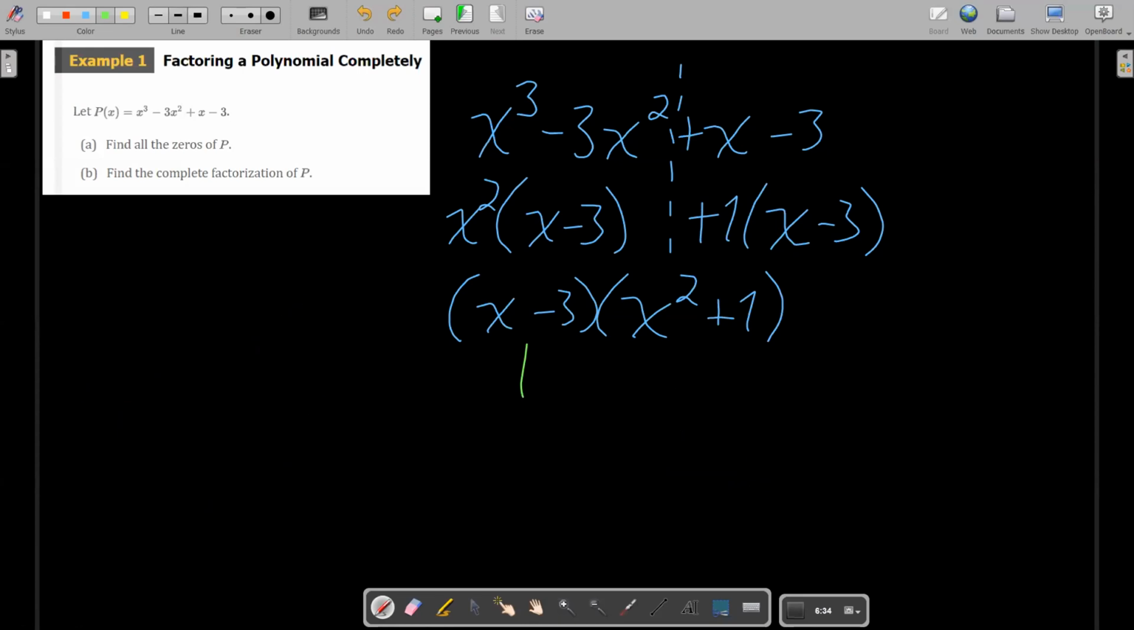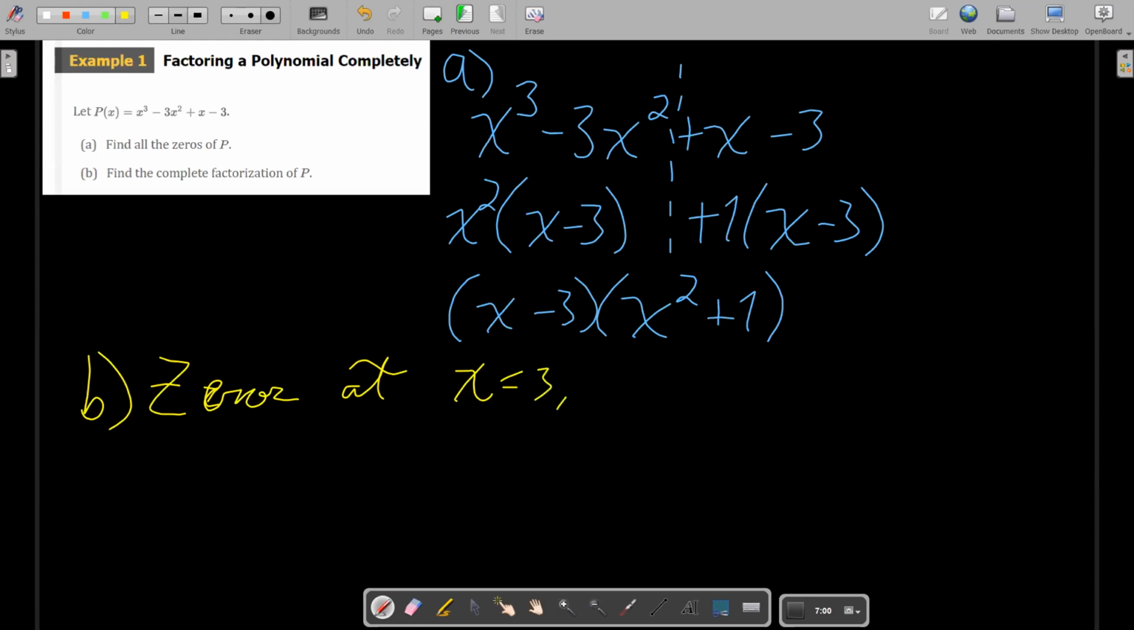So if I have zeros at, let's see, we'll do it this way. So this is A, and then B. We'll say that we have zeros at x is equal to 3 and plus or minus i.